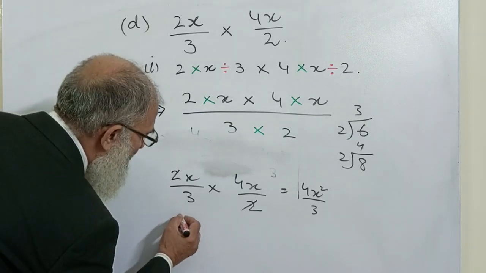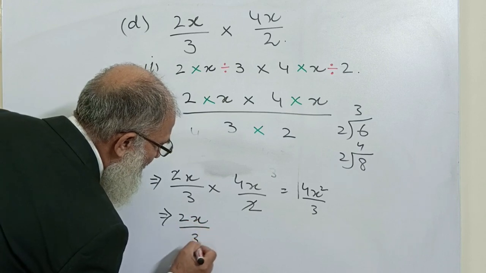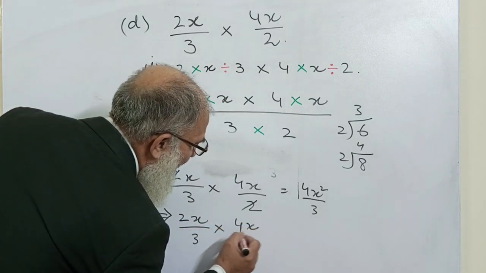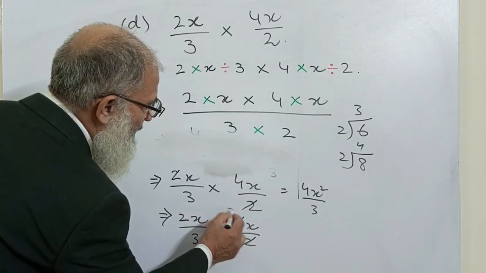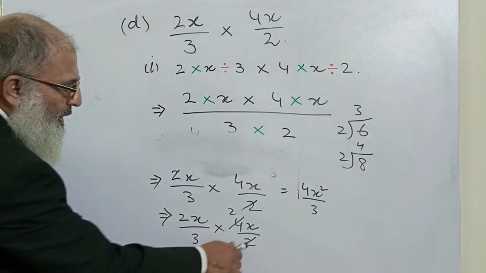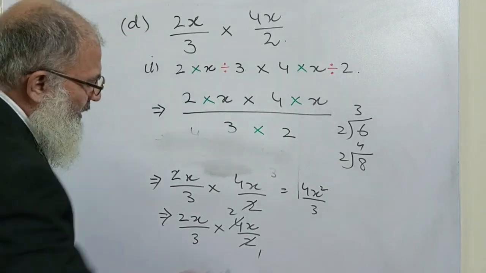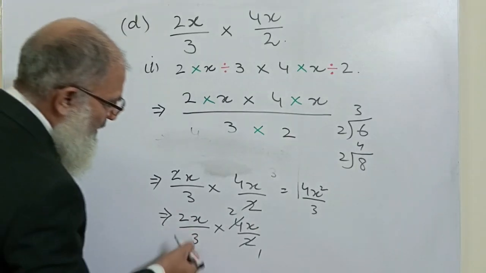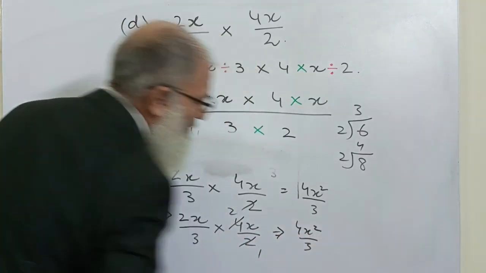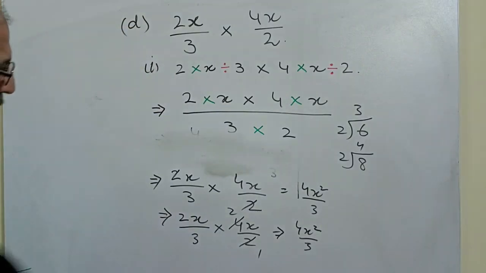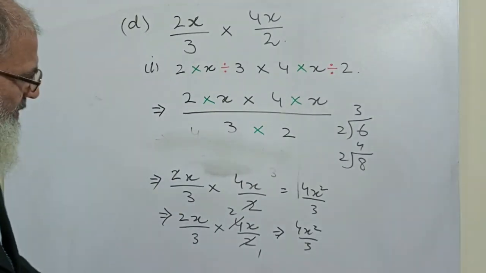And if you cancel, let me do it the other way. If you cancel it like this, no matter, it is your own sweet will. Cancel it like 2. Now you cannot cancel it because 1 has remained over here, and now you cannot cancel it. Right? So it will become again 4x squared divided by 3. So you see, the same answer here, and that was the same answer over here which I drafted.